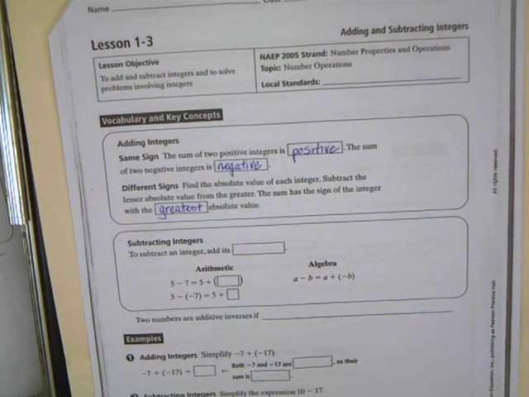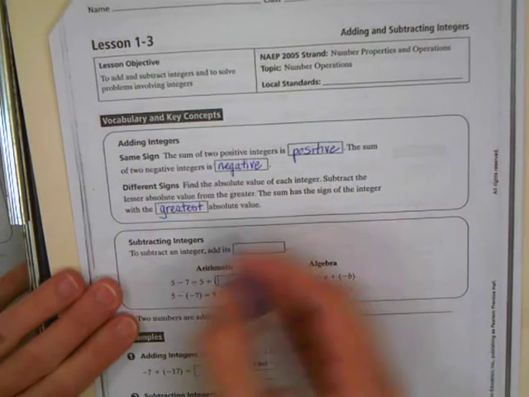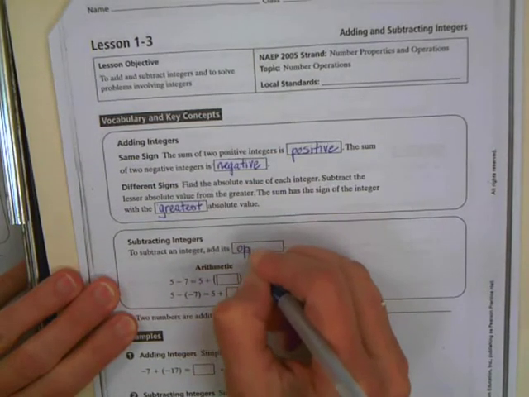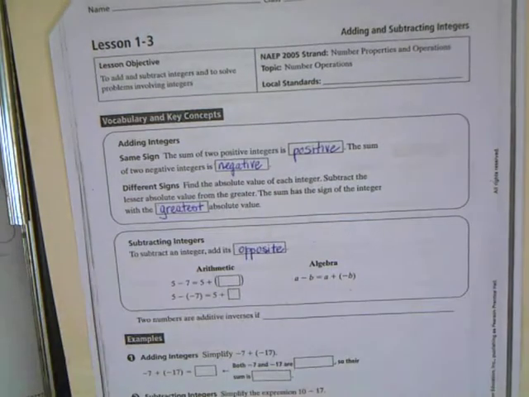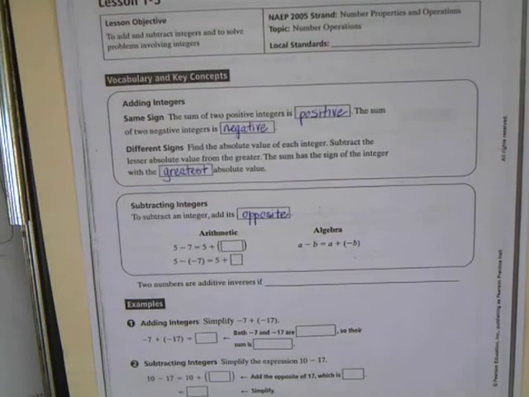Subtracting integers. To subtract an integer, add its opposite. Okay, and we talked a little bit previously about what opposites are. Remember, opposites are two numbers, each on different sides of 0 on the number line. These numbers have the same absolute value, and the sum of two opposites is also going to give you 0. Okay.